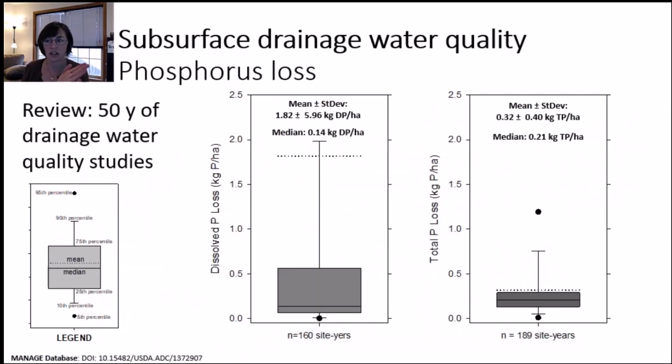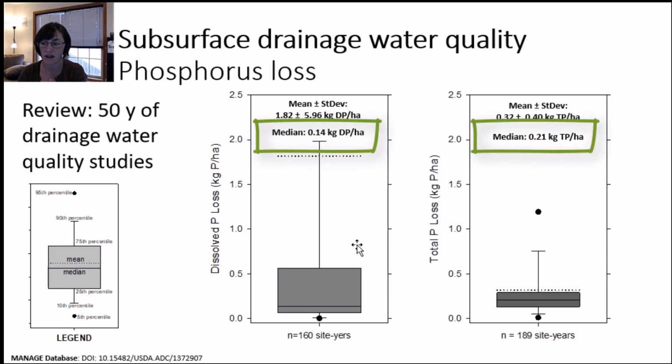Moving from concentrations to losses of P, here are losses of P in drainage water across literature. Less than 1 in general. Less than 1 kilogram phosphorus lost per hectare, those are metric units, kilogram phosphorus lost per hectare for either dissolved phosphorus or total phosphorus. Very small loads or losses of P coming through tile drainage systems.